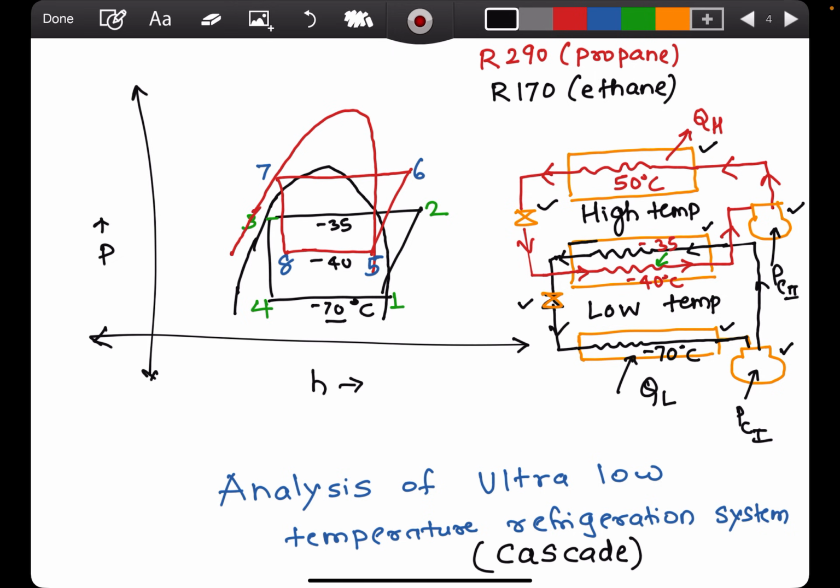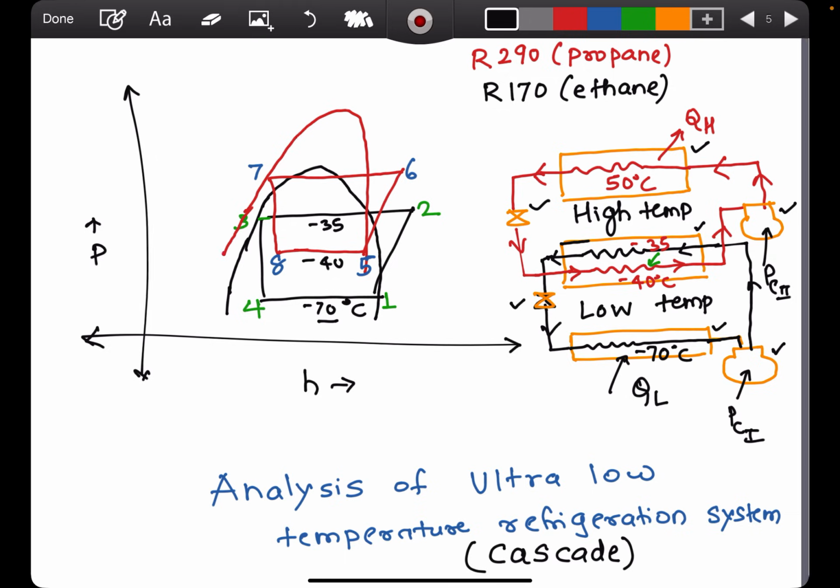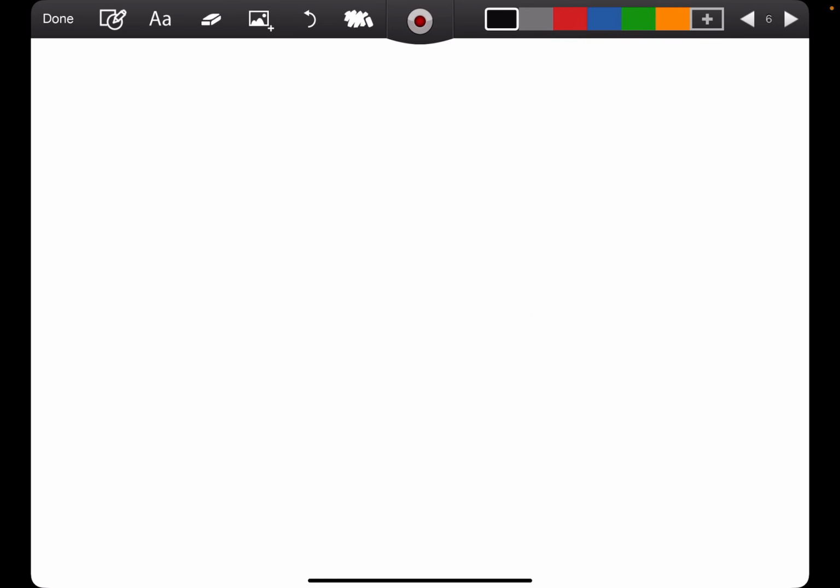is such that the condensation has to happen at 50 degrees centigrade. So let us solve one numerical wherein I would take some typical values of a low temperature refrigeration system, wherein the evaporator temperature is, let us say, minus 70 degrees centigrade, and the condensation has to happen in the condenser at 50 degrees centigrade.